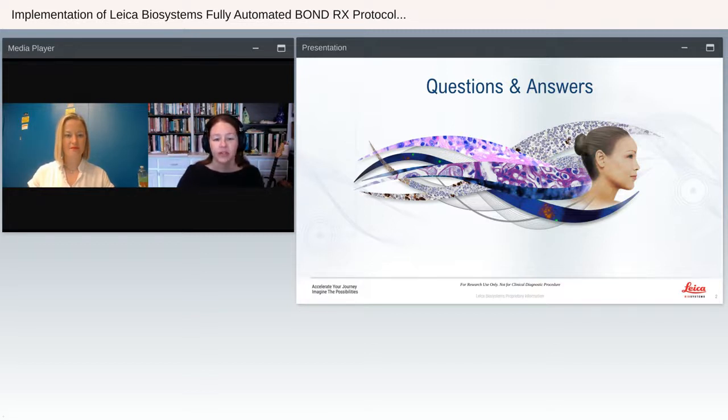Our first question is, how can spatial profiling workflows help in gathering multiplex data?